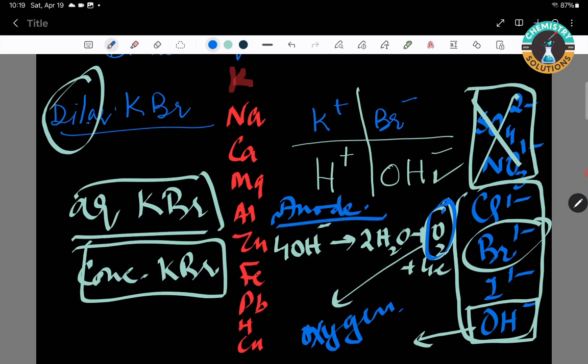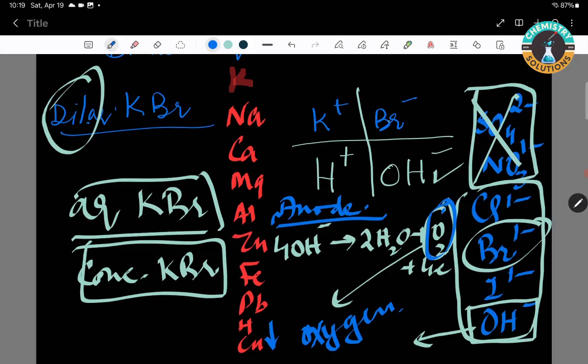Now come towards the positive ions. Whether it is a dilute one or a concentrated one, or the word aqueous comes along with concentrated, there will be no effect on these ions. The lower the metal ion is in the series, the earlier it will discharge. So ease of discharge is greater from the downward side, because the metals in the upper part are more reactive, so they are not going to discharge in the process of electrolysis at their respective electrodes.